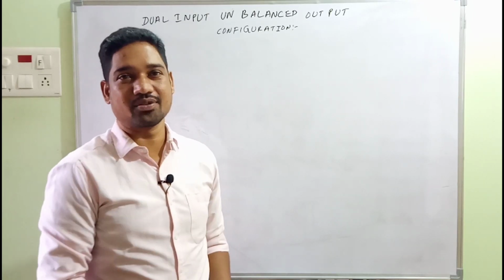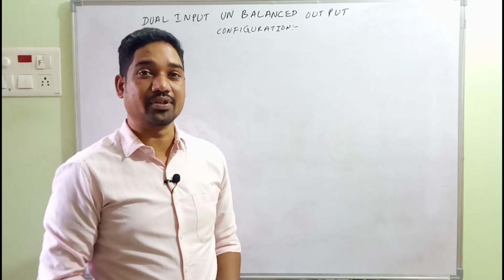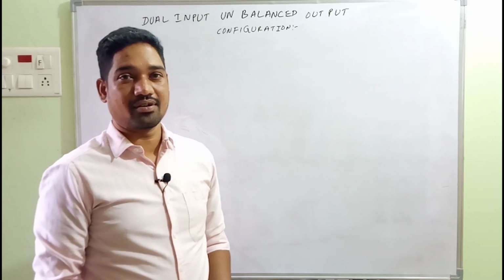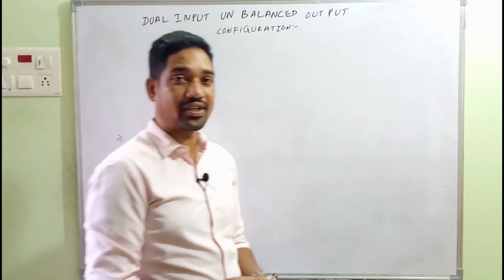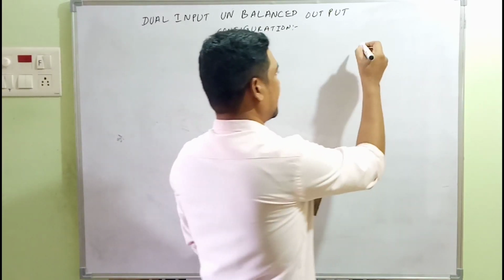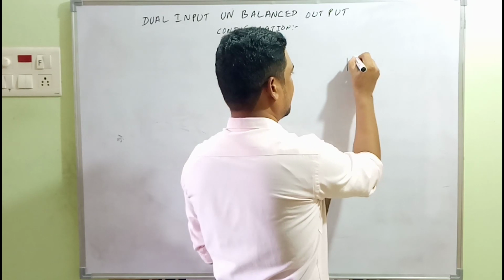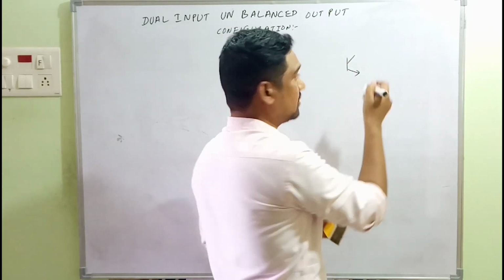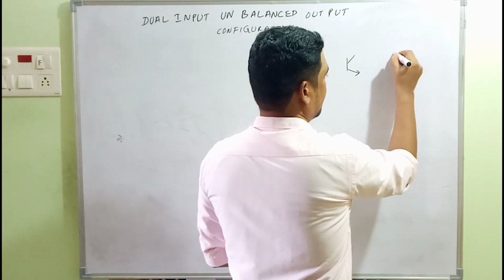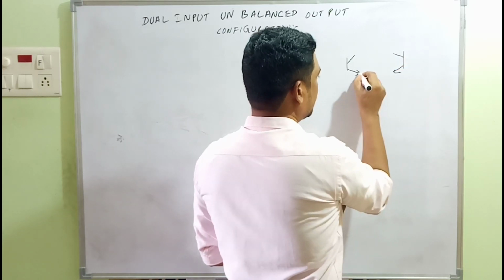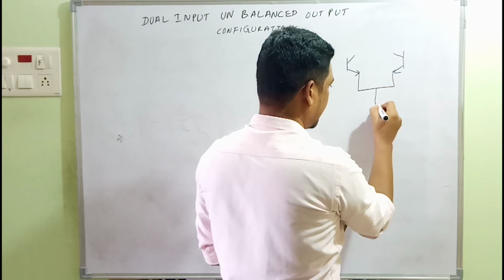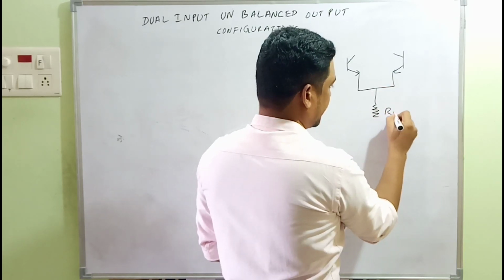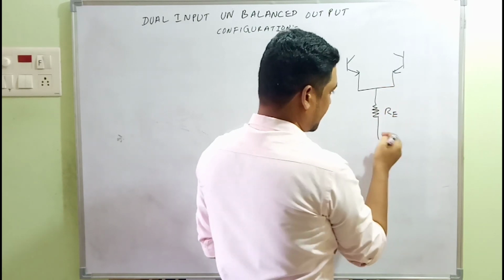It's something about dual input, unbalanced output, some analysis about dual input and unbalanced output. So how does the configuration look like? It looks like this. It's two transistors, Q1 with its emitter, and another transistor Q2 with its emitter. Both the emitters are connected, short circuited, and connected to an external resistance RE. And something is connected over here.